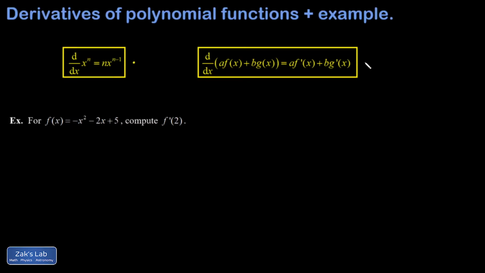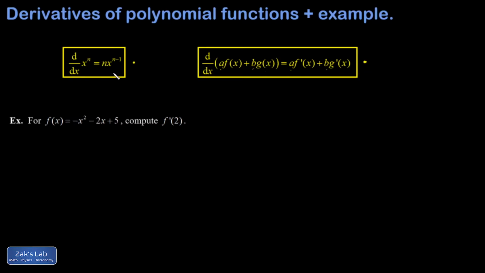The second one is saying that derivatives respect linear combinations. So I have a linear combination of two functions. That's a sum of constant multiples of these two functions. And the derivative sees right past those constant multiples. So I end up with that a that was originally in front of the f times f prime. And I end up with the b that was originally in front of g times g prime. So that's how a derivative works across a linear combination.